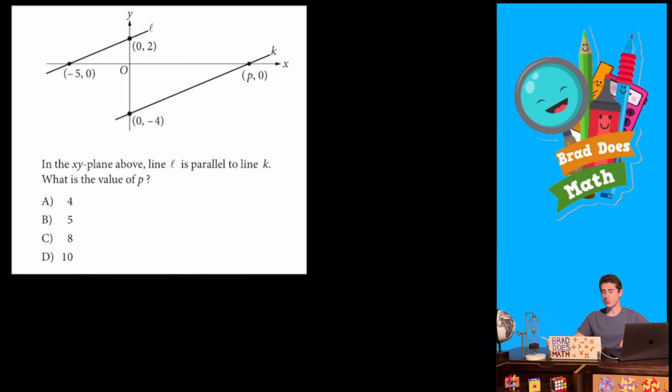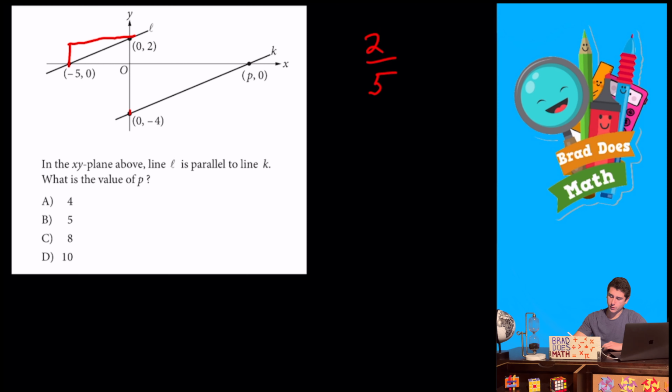Okay, next problem. So we have two lines, and it says they're parallel. That means the slopes are the same. The slope of these 2 points with these 2 points should be equal. So rise over run, right? That's how we find our slope. So the rise is, well, we're going from 0 to 2. So the rise is 2. And the run, we're going from -5 to 0. So the run is 5. So rise over run is 2 over 5.